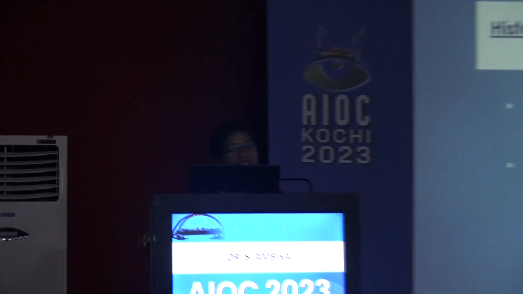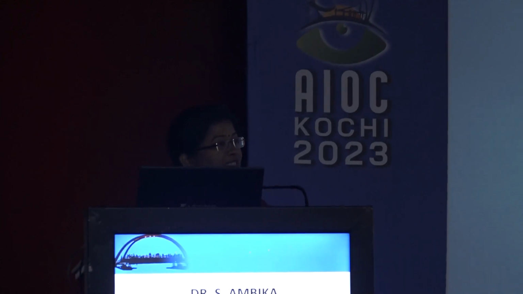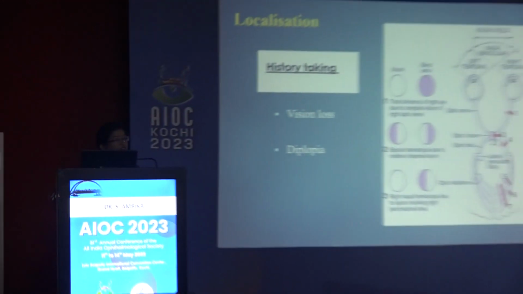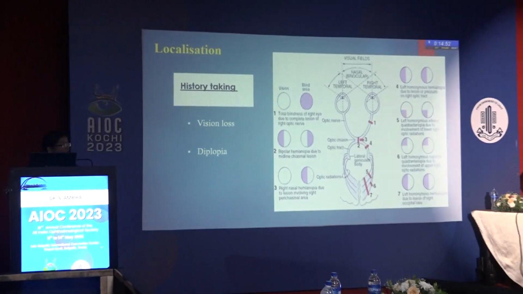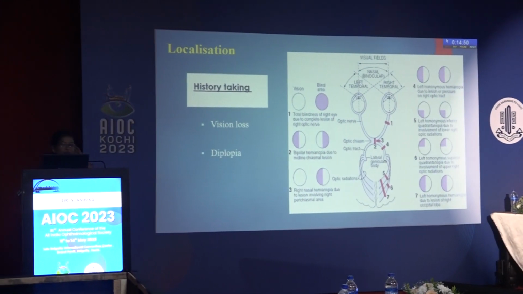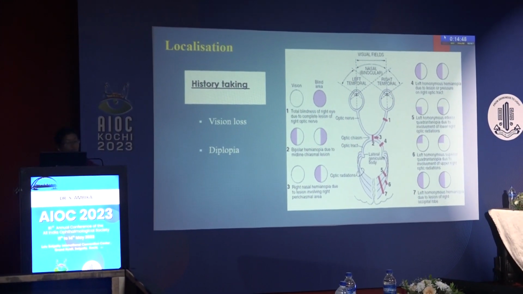So my talk is on localizing lesions. And we all know that in neuro-ophthalmology, there are two main complaints which do present to us: vision loss and diplopia. With these 15 minutes, I will try to do the first one, and I doubt whether I could move on to the second.